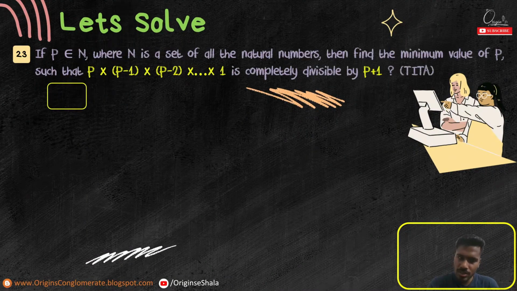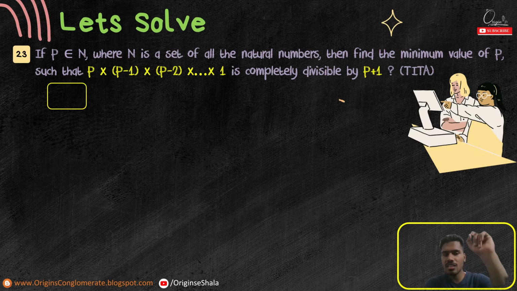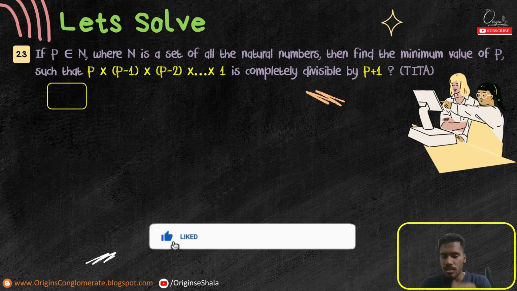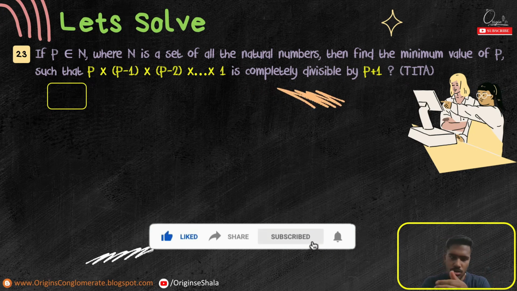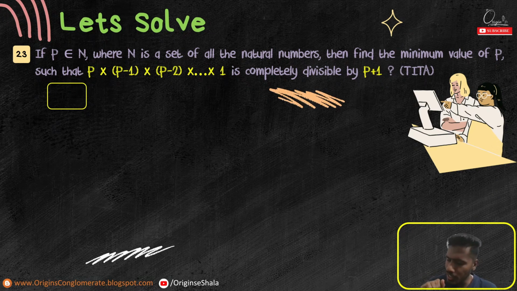Now moving on to the next question. If P belongs to N, this symbol which you can see is the symbol for belongs to. It is not a pen, it is P belongs to N. And N is the set of all natural numbers, like 1 to infinity. What is the minimum value of P such that when I find this series P into P minus 1 into P minus 2 till 1, it is completely divisible by P plus 1? This is a theta question which has been asked in, I think, SNAP or XAT. So let's try this question.